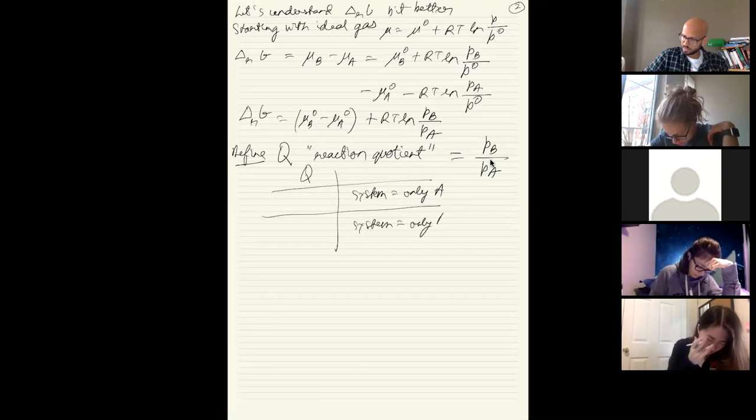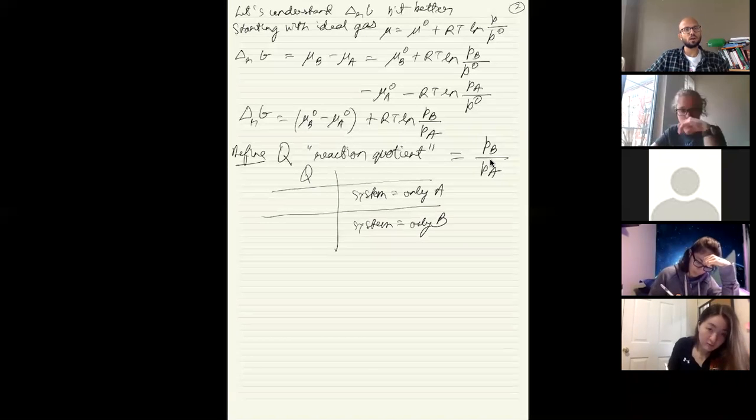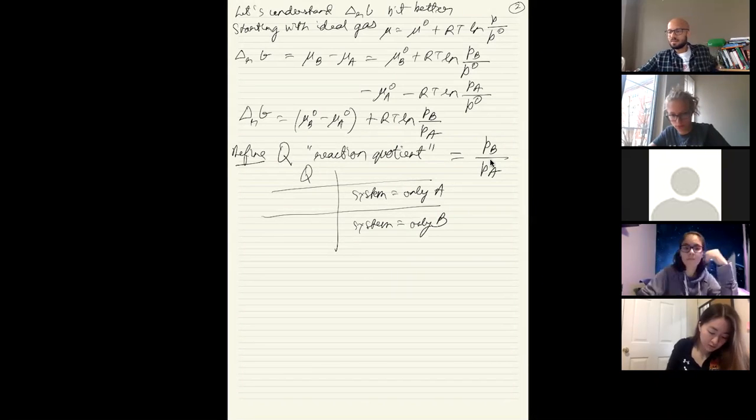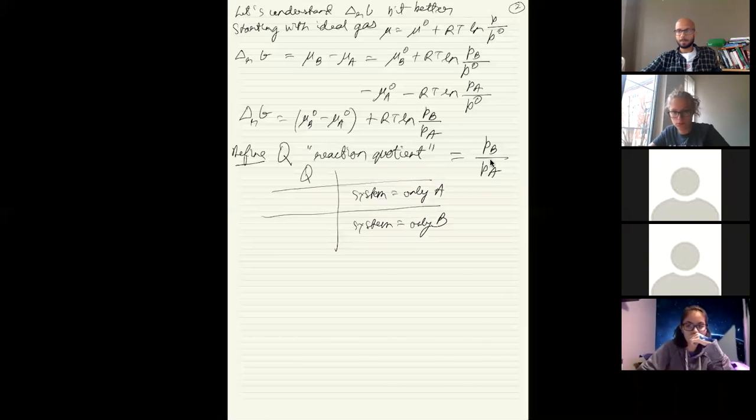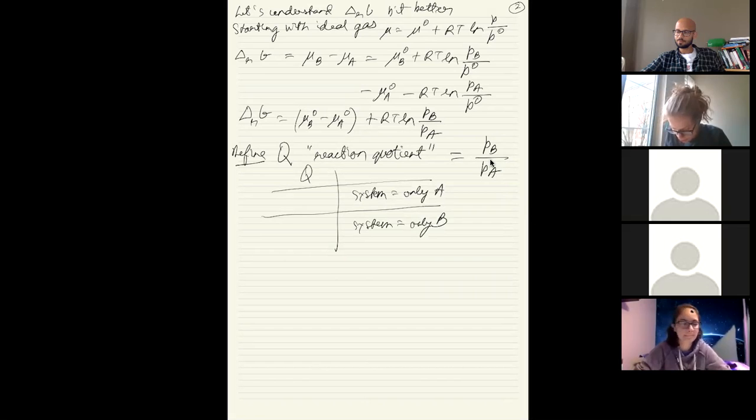If you haven't received participation points, now is the chance to jump in and get them. So unmute yourself and tell me. If we have only A, would it go to 0? Why? Because the numerator would be 0 if there's only A. If only A, then the denominator will be 0, right? There is no partial pressure of A. So would it go to infinity then?